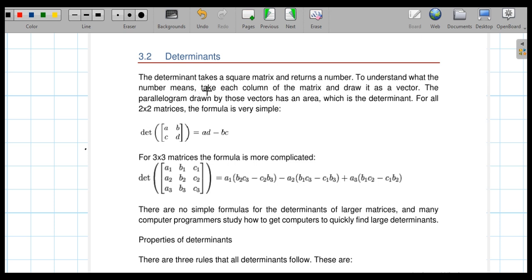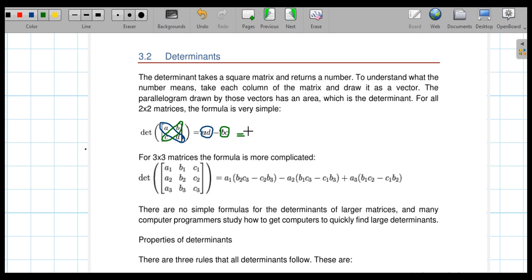So let's look at what we have here. If you have a 2 by 2 matrix A, B, C, D, and you are to take the determinant of this matrix, what you are going to do is multiply this diagonal element here, AD, and subtract from it the multiplication of BC. Multiply AD, then multiply BC, then subtract BC from AD, and that is your determinant.